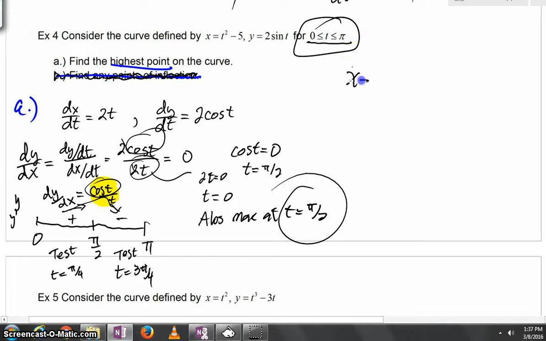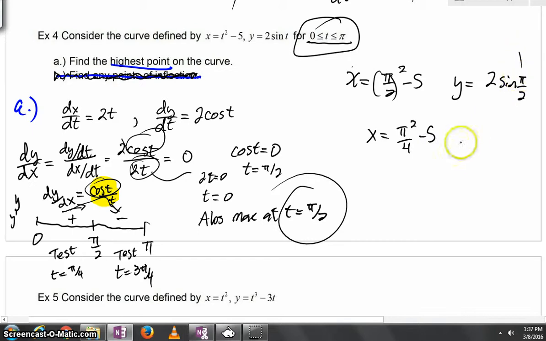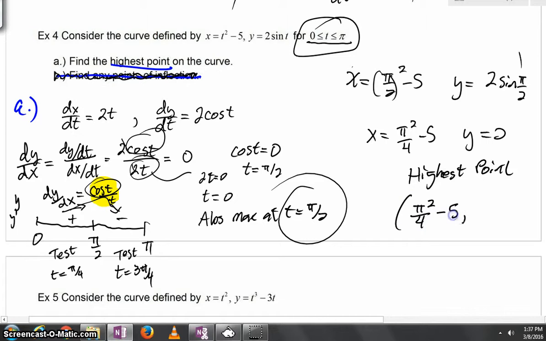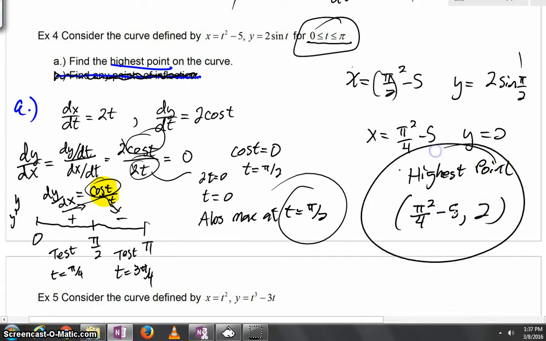So please watch out. You could say, well, x would equal pi over 2 squared minus 5. Y would equal 2 times the sine of pi over 2. And so x evidently is going to be this rather ugly pi squared over 4 minus 5. And sine of pi over 2 is 1, so y would equal 2. The highest point, they're not even saying what's the highest y value. A lot of times in this unit, they're going to ask for ordered pairs. You could say the highest point would be right here. Okay? We doing all right? Yeah.